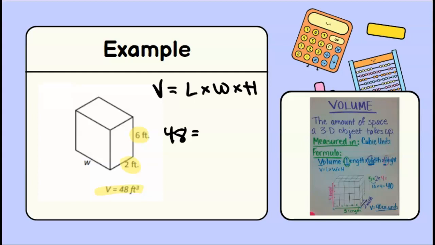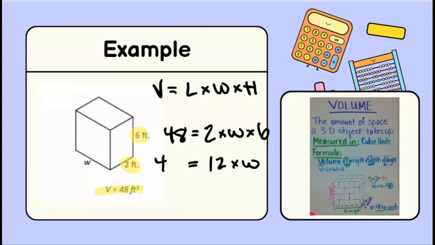So I'm going to look and say, okay, length is 2, still need to find the width, but I know the height is 6 feet. So what I'm going to do is solve what I can and then do an inverse operation in order to find that missing factor. I know I have 2 and 6 and I'm multiplying those. So I'm going to do 2 times 6. I know from my math facts that is 12. So I'm going to write it as 12 times W.